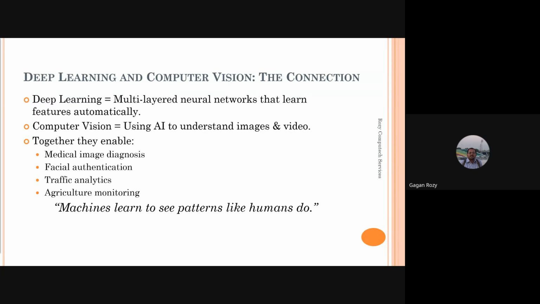For example, instead of coding rules to detect a cat, a deep learning model learns to identify it by analyzing thousands of labeled cat images, or detecting cracks in a bridge, or identifying a plant species. You can all do this with the help of no-code tools. It's all pattern learning, basically. What makes this session special is that we will see that learning process through a no-code tool, making deep learning transparent and experiential. That's why machines learn to see patterns like we do. Whether it is medical image diagnosis, facial authentication, traffic analytics, or agriculture monitoring, these are all computer vision things, and we are working on that.